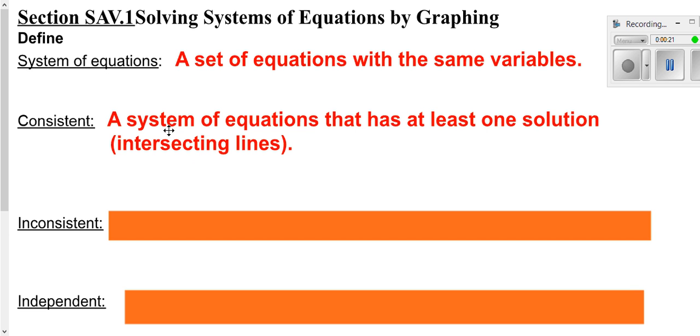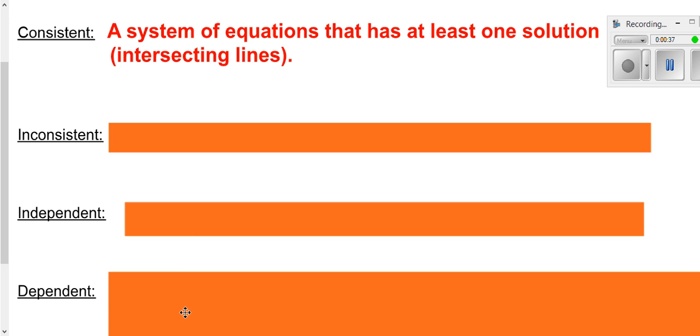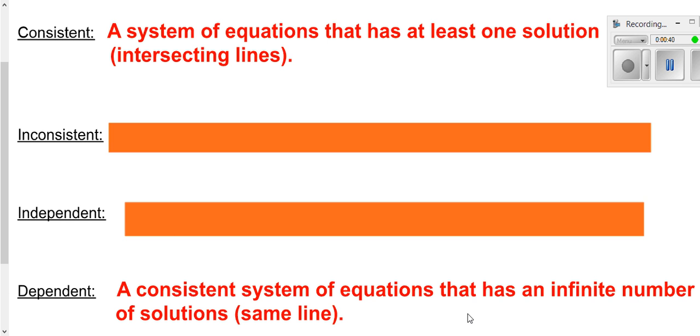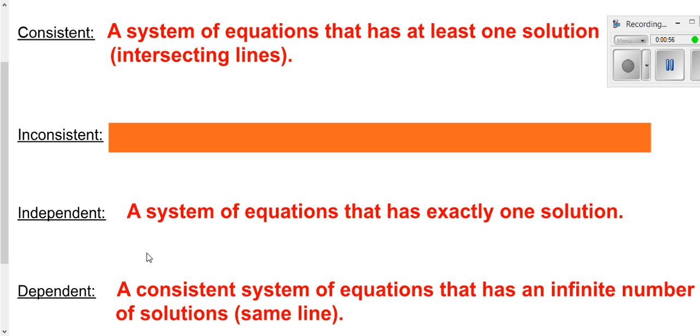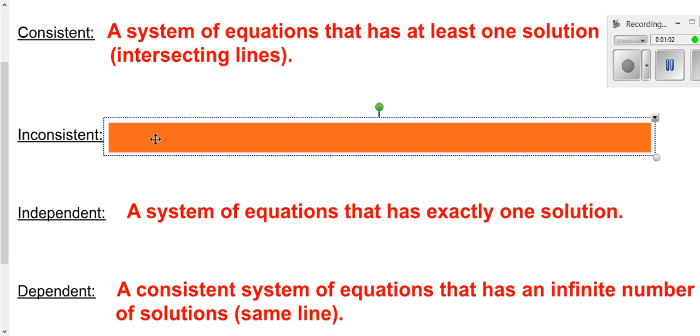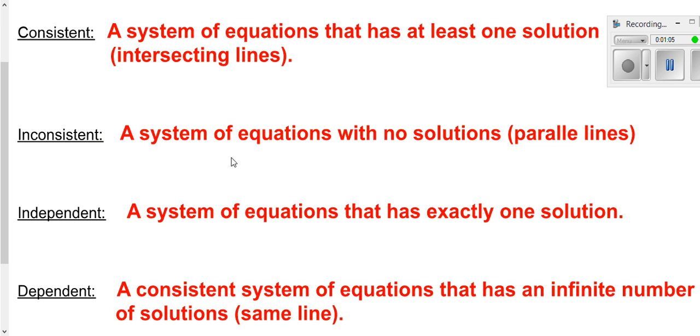If they're consistent, that means they have one or more solutions, which means if you are graphing lines, your two lines would have to cross once or more than once. Now, if they cross more than once, they are considered to be dependent because they're the same line. Now, if the two lines are not the same and they're different lines, they're considered to be independent. We also have inconsistent, which means the two lines don't cross, which means they'd have to be parallel lines.